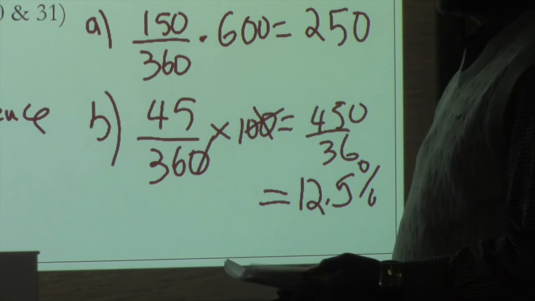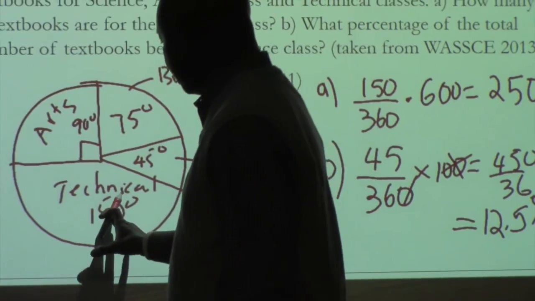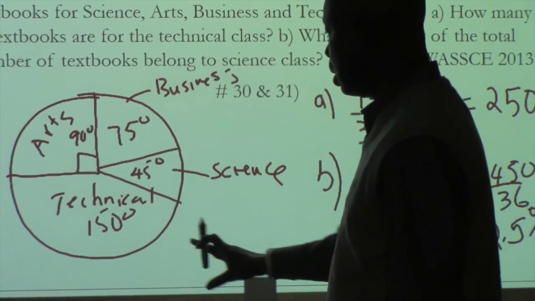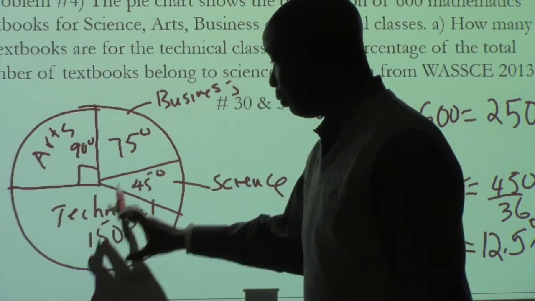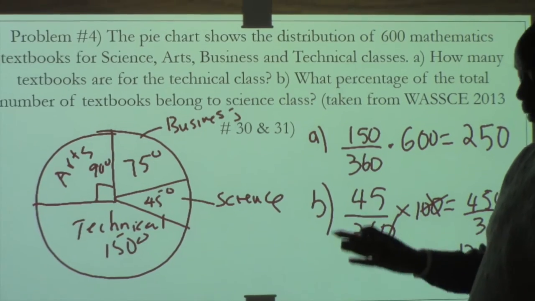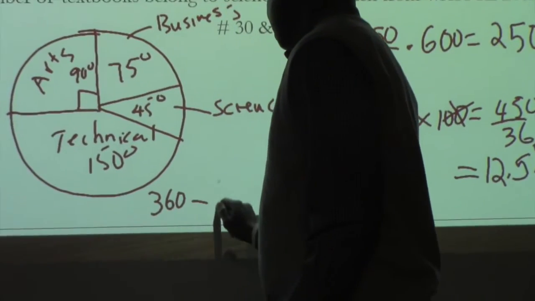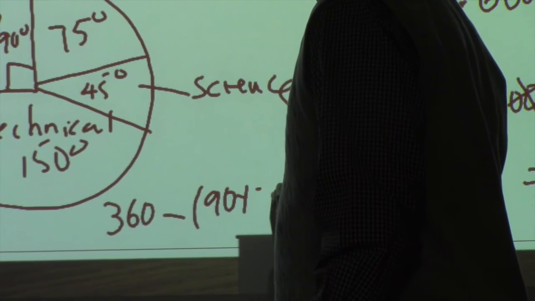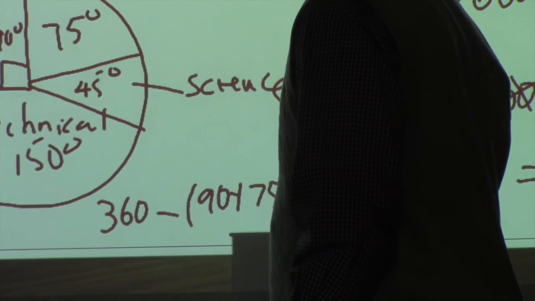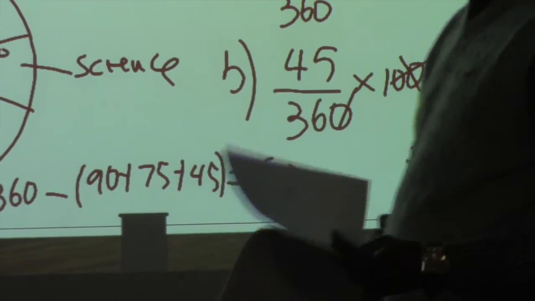Correct? That's it. Good. Again, like I said, actually I kind of put the 150, and the problem did not give you 150. So what it gave us was these three. To find this 150, we had to add 90, 75, and 45, and subtract that from 360. So what we did was 360 minus what? 90 plus 75 plus 45. And that's how we got a 150 for the technical class, and we planted it in the problem.